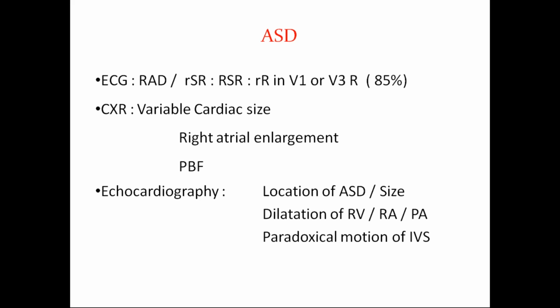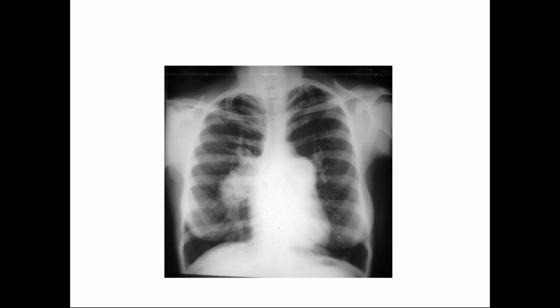This paradoxical motion is because most of the time the interventricular septum has to move from the left to the right side, but because there is more blood in the right ventricle, it tends to move the interventricular septum towards the left side. That is your paradoxical motion, because of the more blood that is flowing from the right heart. Okay, that is all about your ASD.